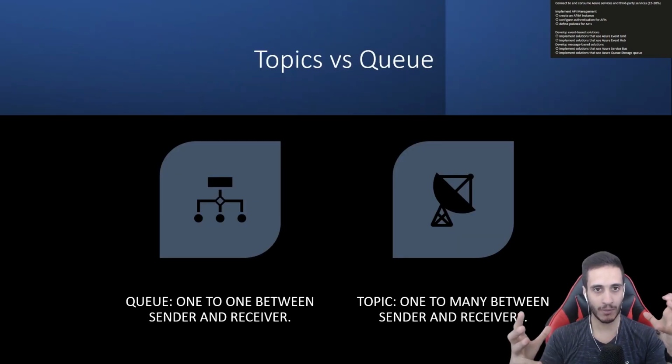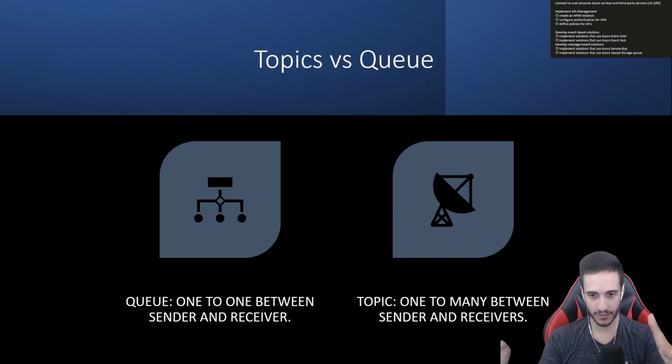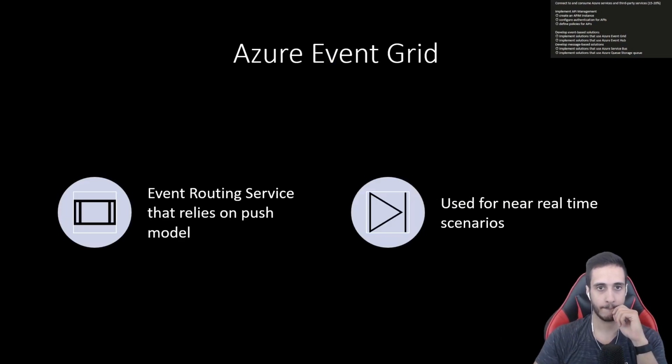And next, I want to talk about the difference between topics and queues. So a queue is essentially a one-to-one between the sender and a receiver. Okay, so the sender sends a message or an event, and only one receiver receives that message or event. Topic is different, where you have one to many between senders and receivers. So a sender can emit an event or a message. You can have multiple receivers of that same event or message. So this is the key difference between topics and queues.